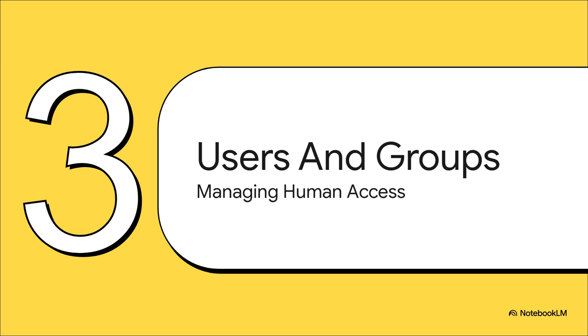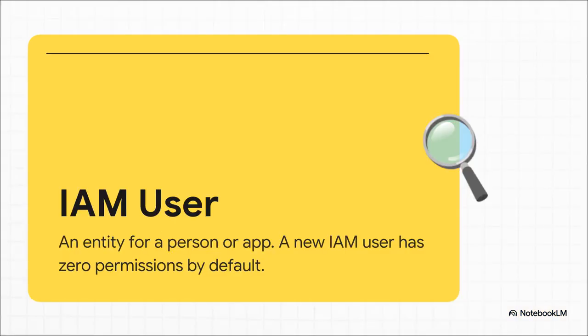Moving on to Section 3. Users and groups explained. Let's look at our first building blocks and see how we actually build a security profile for humans. An IAM user represents an individual person or an application that needs to log into AWS. Maybe it's a new ML engineer joining your team, or just a simple backend script making API calls.